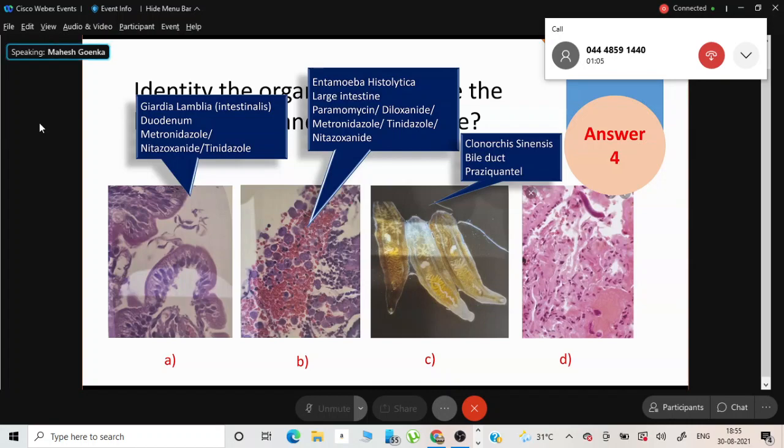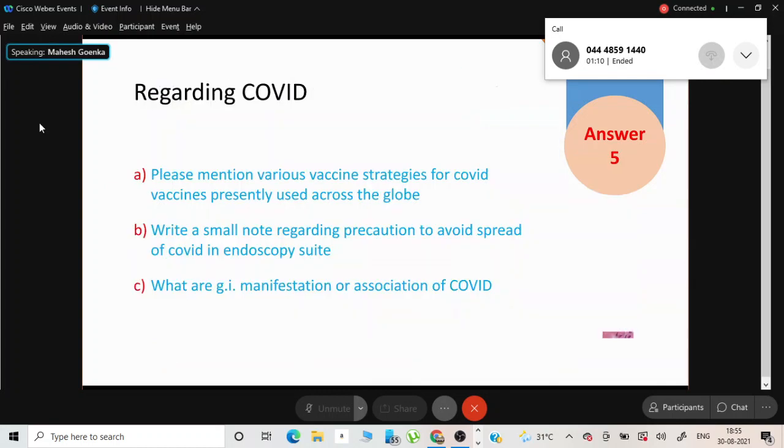The fourth one is Strongyloides stercoralis, usually located in the small intestine, and ivermectin is the drug of choice. So this will be the answer to question 4.